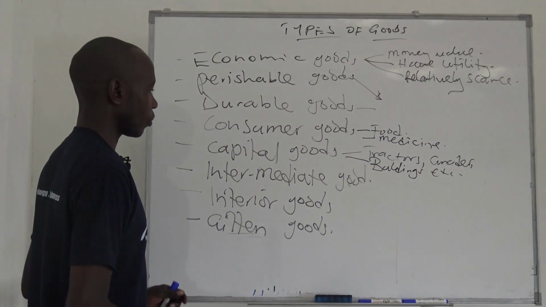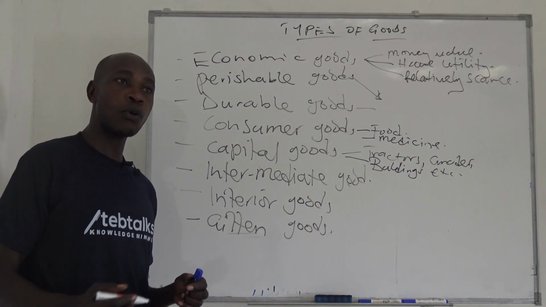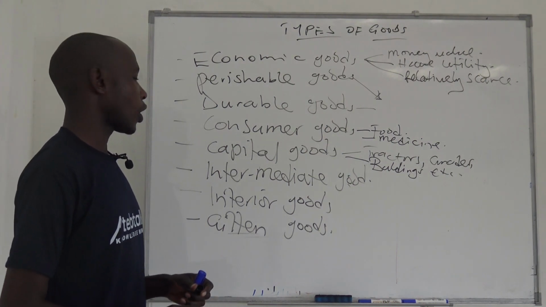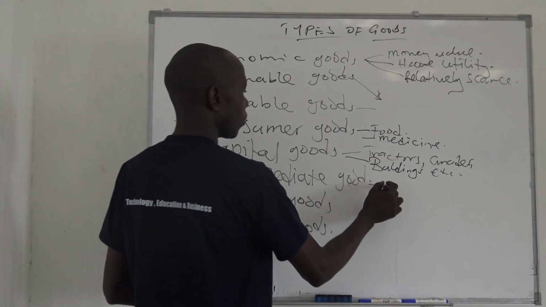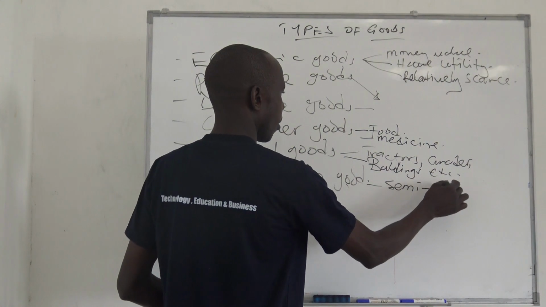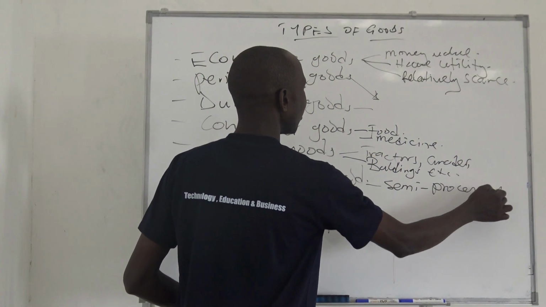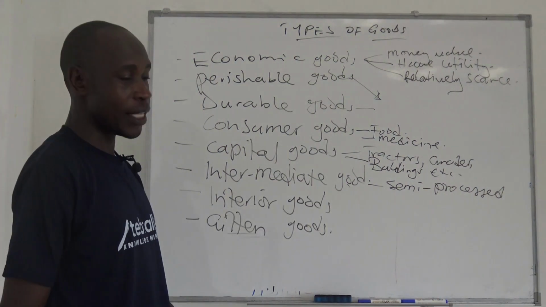Etc. and so on and so forth. Then intermediate goods. These are goods which are reused, which are semi-processed. Don't miss out that. Which are semi-processed and are reused in the production of other commodities.